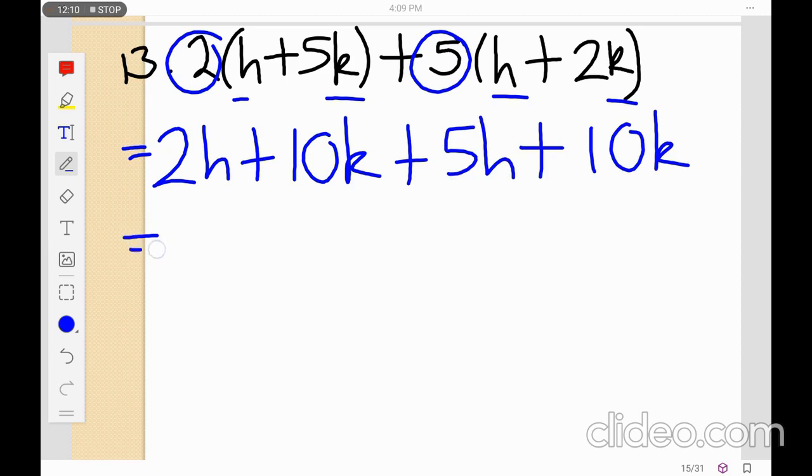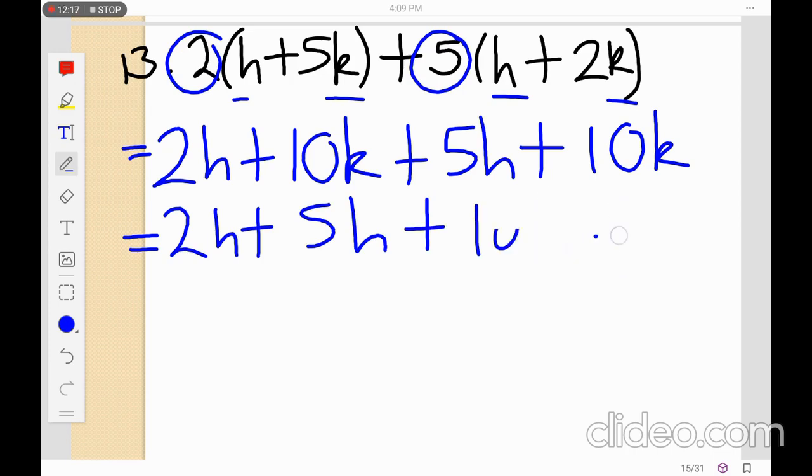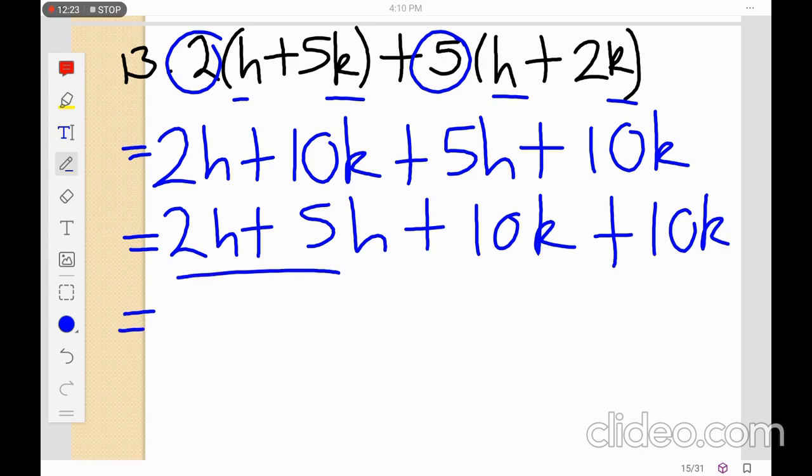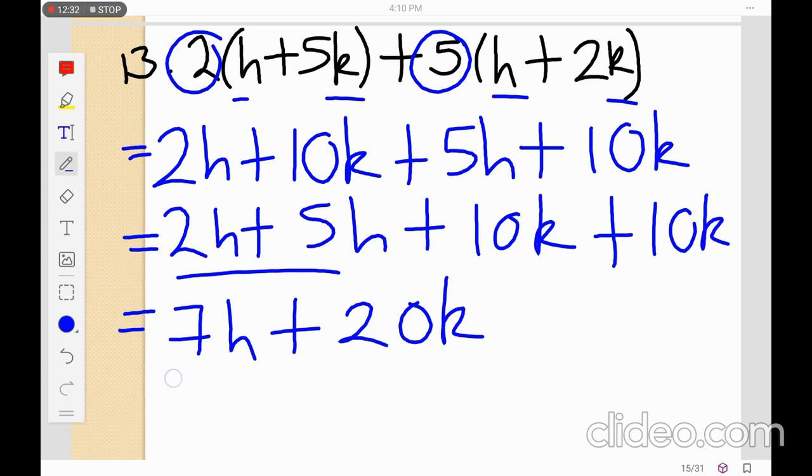Okay, so let's take similar terms. I've got 2h plus 5h here, plus 10k plus 10k. Solving 2h plus 5h, we get 7h, plus 10k plus 10k, we get plus 20k. So this becomes our final answer there.